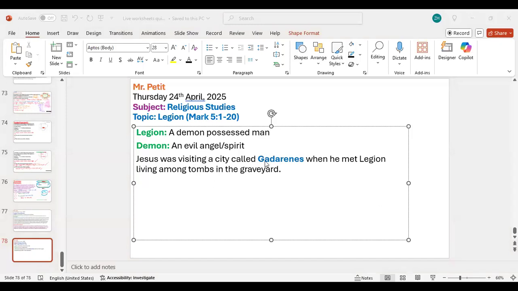Right. So he was in the graveyard. These demons made Legion very what? Possessed. Crazy. Angry. Very strong. Strong, very good.